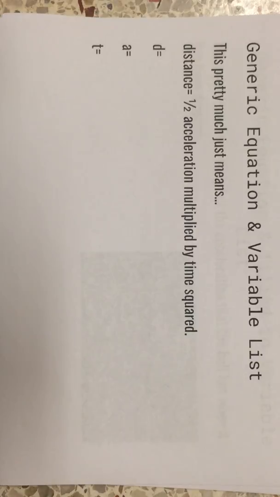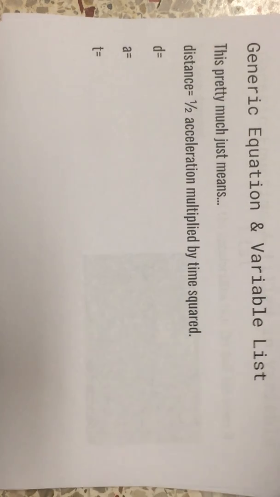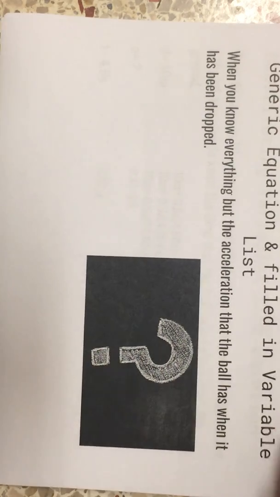Generic equations and variable list. This pretty much just means distance equals half acceleration multiplied by time squared. Generic equations and filled in variable list. When you know everything but the acceleration that the ball has when it has been dropped.